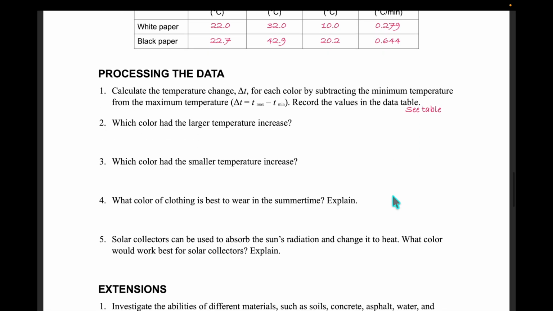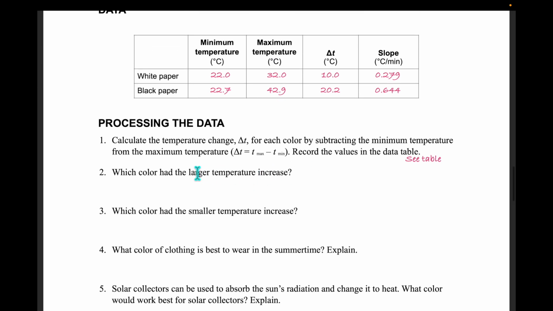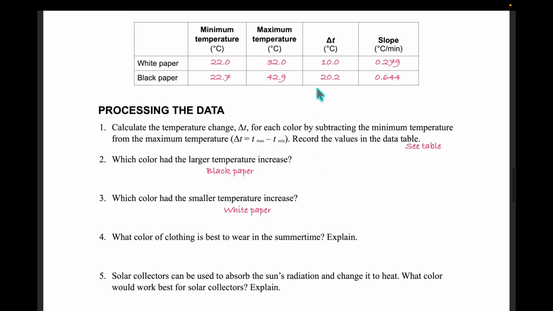Okay. Now the rest of these are really pretty simple questions, honestly. Which color had the larger temperature increase? Well, if you look at these, the black paper did. So the black paper had the larger temperature increase. All right, which one had the smaller temperature increase? Well, that would be the white paper. So the white paper has the smaller temperature increase.